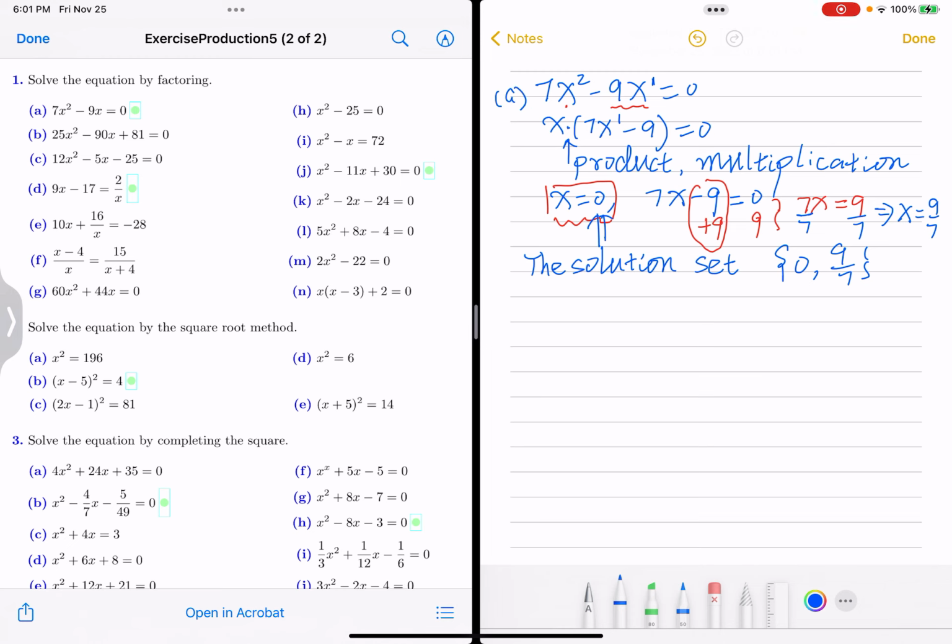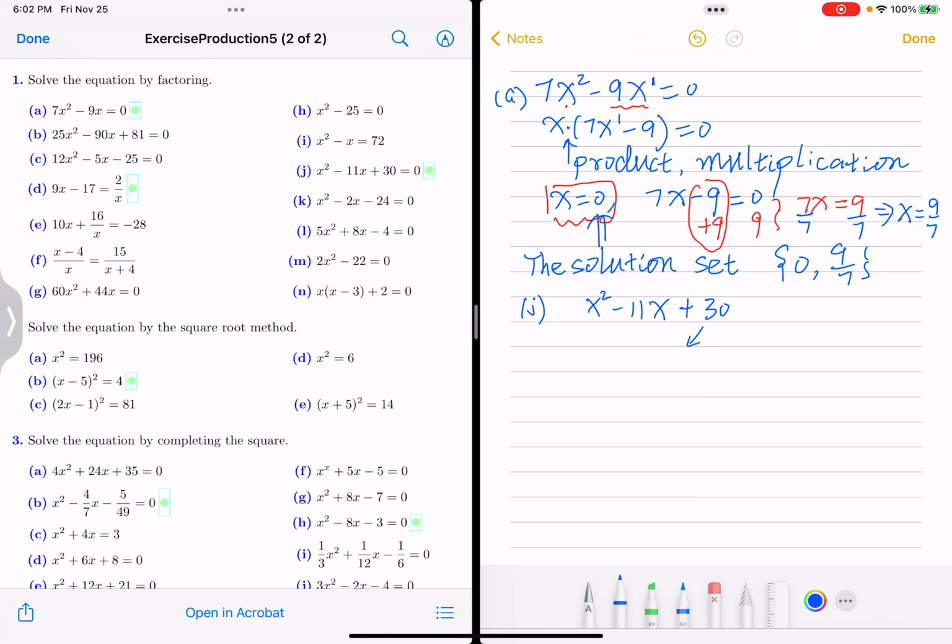Now we want to look at this one, the one we marked right here, question J. So we want to look at J first. Now, for this one, how to do the factoring? You have x squared minus 11x plus 30.